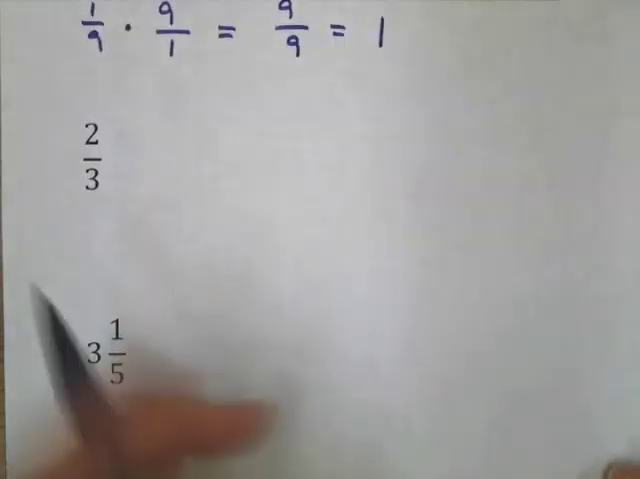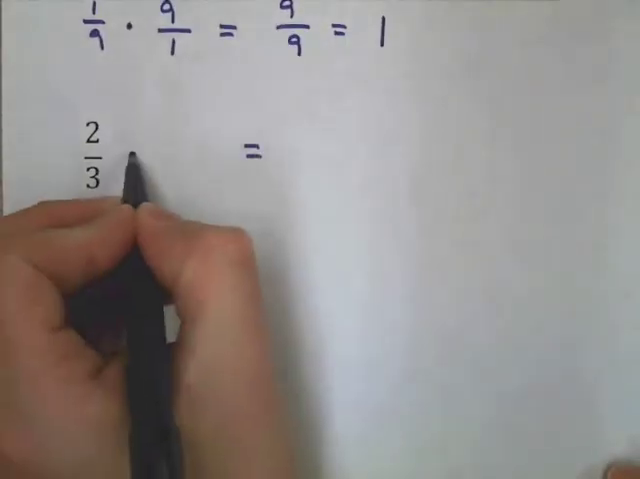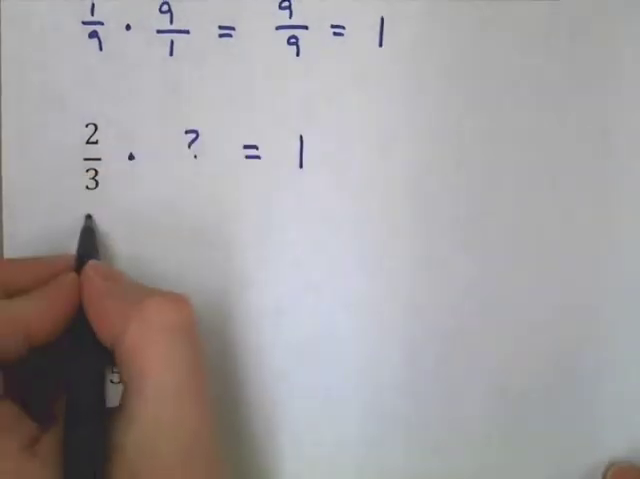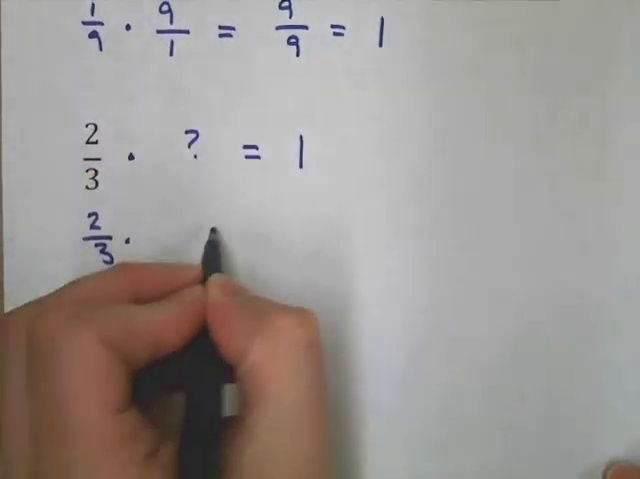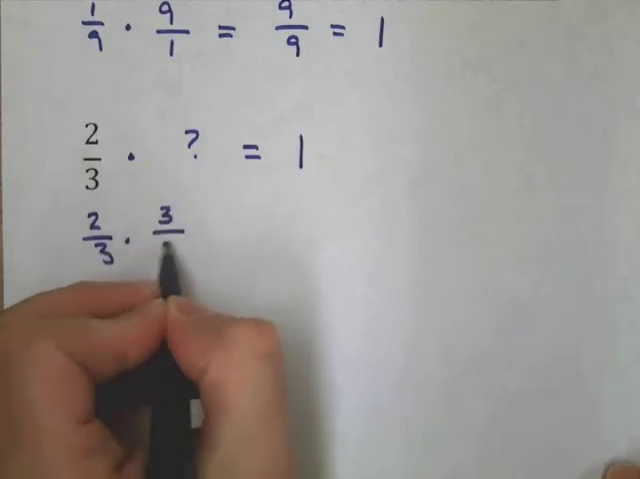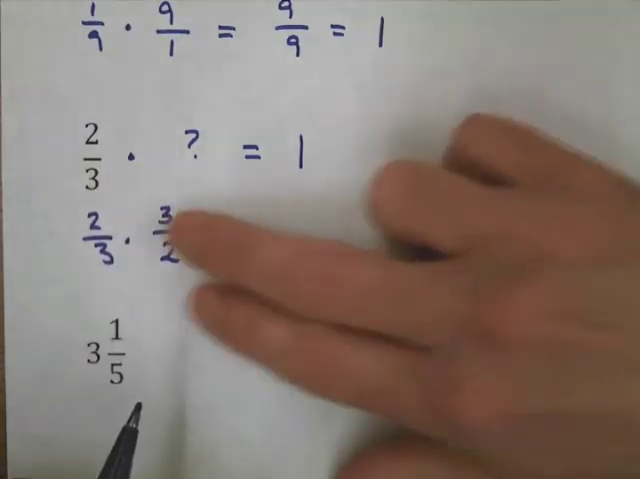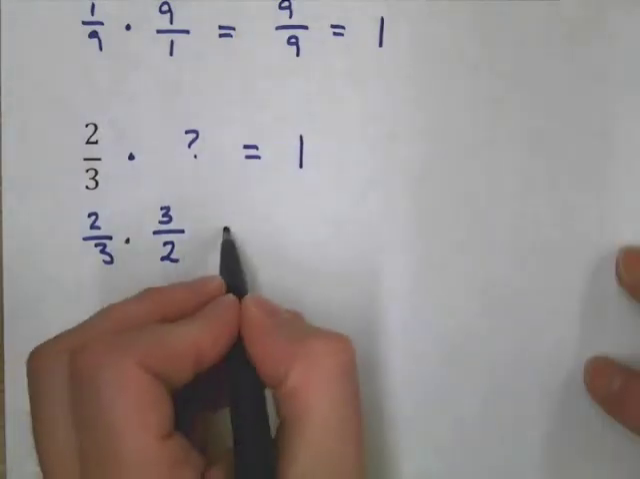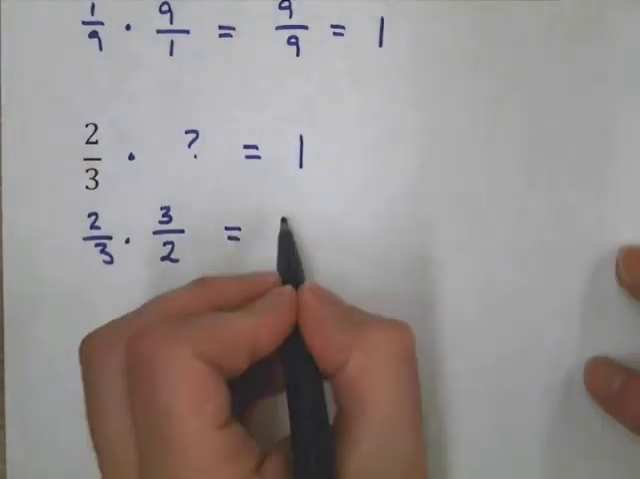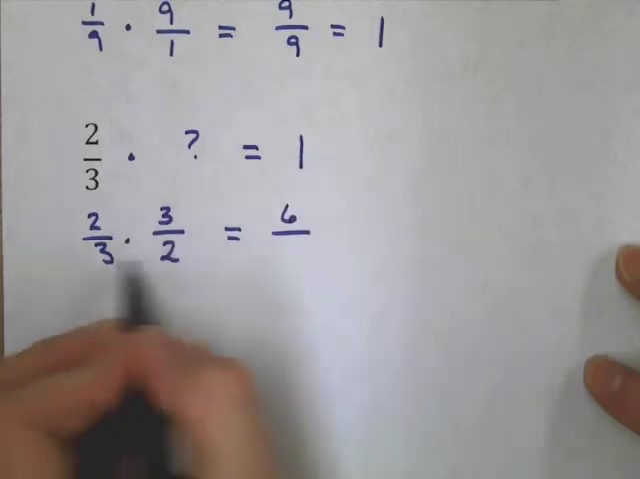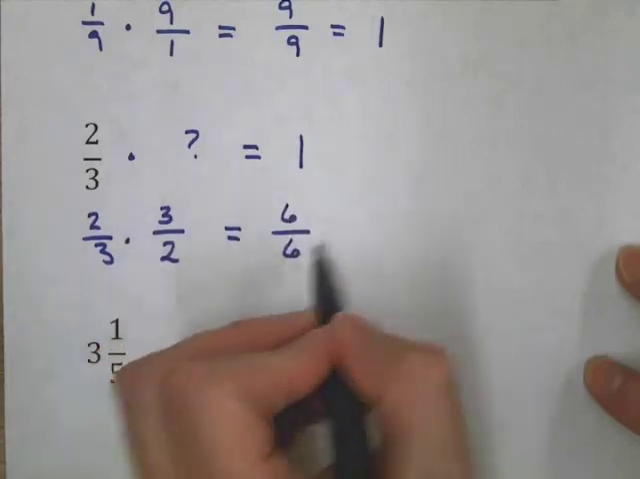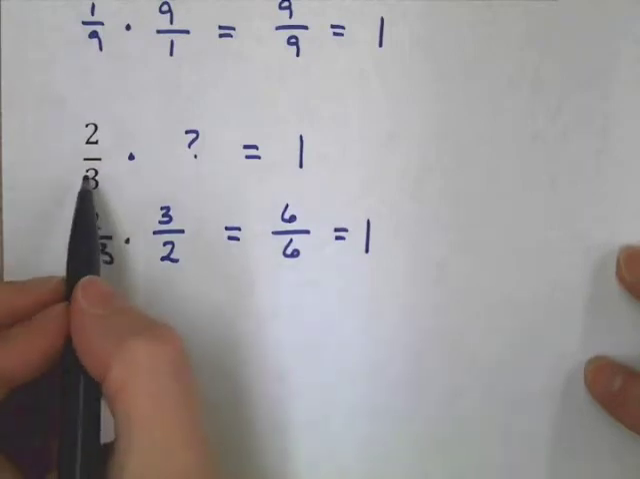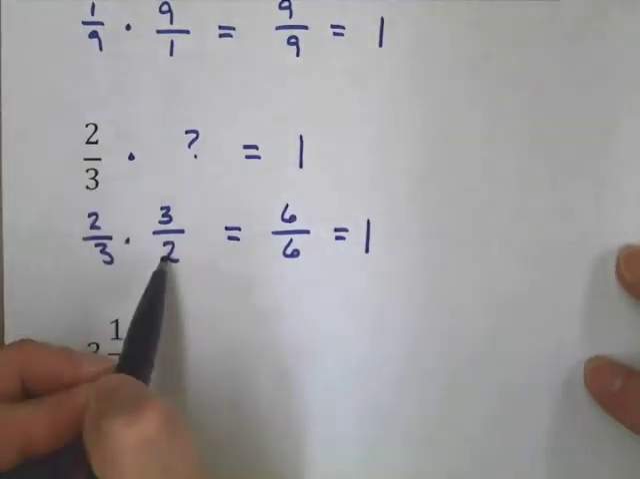Let's take a look at another one. Let's say I have 2/3. So I'm going to think 2/3 times something is going to get me to 1. Well, 2/3 times 3/2, so I've just taken this 2/3 and flipped it over, is equal to 2 times 3, which is 6, and 3 times 2, which is 6, and 6/6 is equal to 1. So the reciprocal of 2/3 is 3/2.